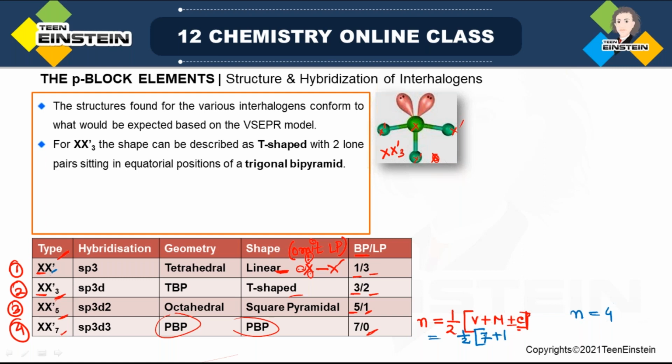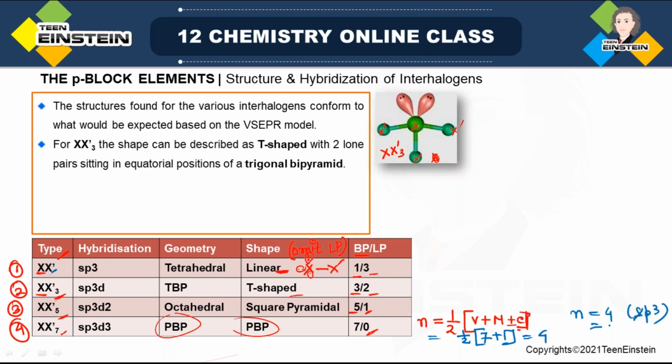What does it mean? Plus C means when there is negative charge present. Here negative charge is not present, so we will not consider it. And minus C is when positive charge is present. But our molecule is neutral, so this part we don't have to consider. You are getting here the value 4. 7 plus 1 is 8, 8 by 2 is 4. So that is why it is sp3.